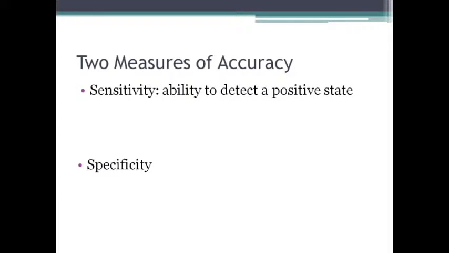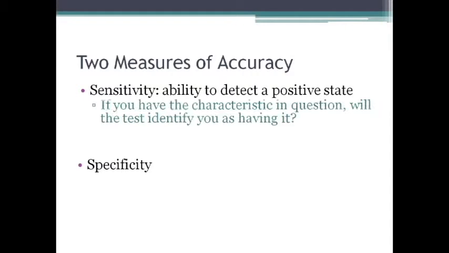Sensitivity is the test's ability to detect a positive state. In other words, if you have the characteristic in question, will the test identify you as having it? If you have the disease, will the test identify you as yes, you have the disease? If you are a drug user, will the test identify you correctly as having drugs in your system?